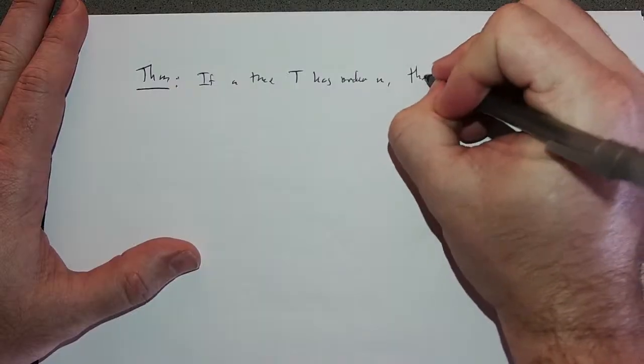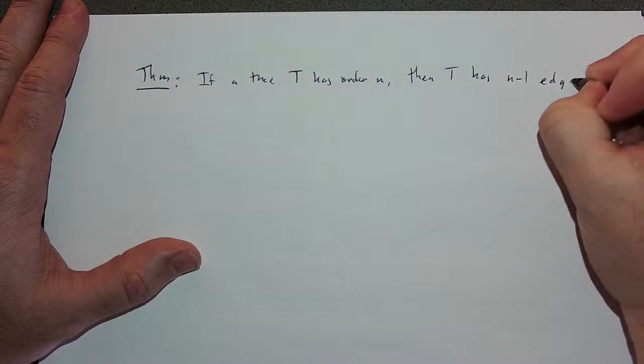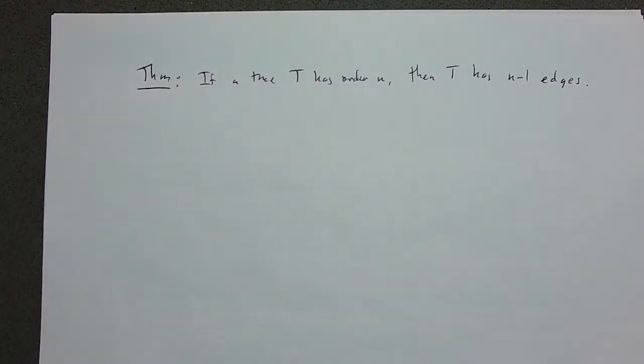then T has n minus 1 edges. So that is very restrictive. It's not a bound on the edges. This is saying it has exactly n minus 1 edges. So if you have a graph of order n and it does not have exactly n minus 1 edges, it cannot be a tree, right? Because if it was a tree, according to this theorem, it would have to have n minus 1 edges.